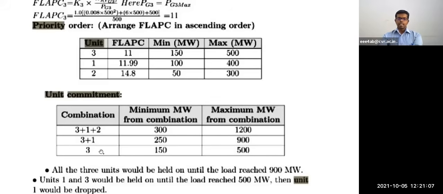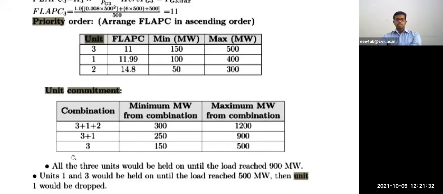Say for example, the third generating unit. From the third generating unit also you can easily go for these combinations. Either from the third generating unit you can also go for this combination, that is 250, this 3+1 combination. Okay, so this is also within this 250 limit, and 500 is also within this 900 limit. So that is what it is. All the three units would be held on until the load reached 900 megawatt.